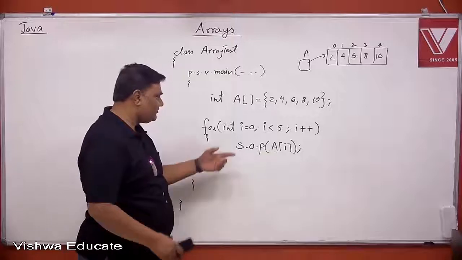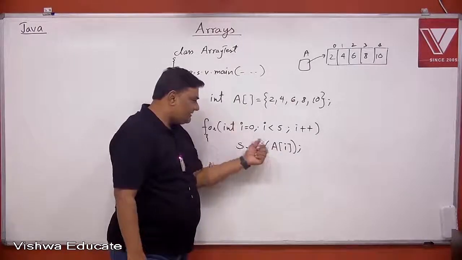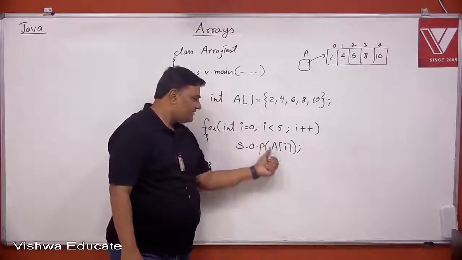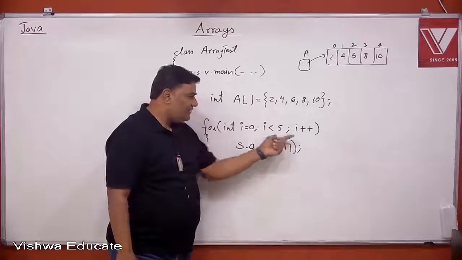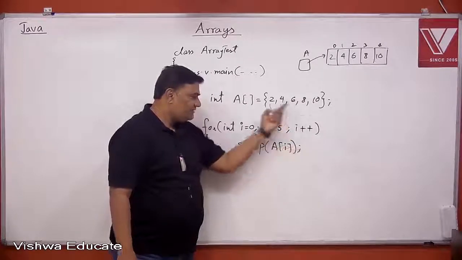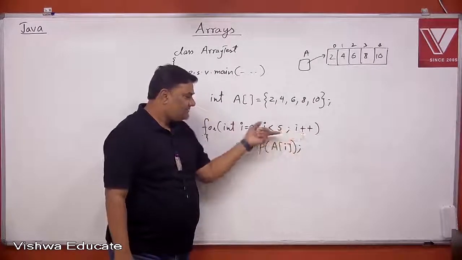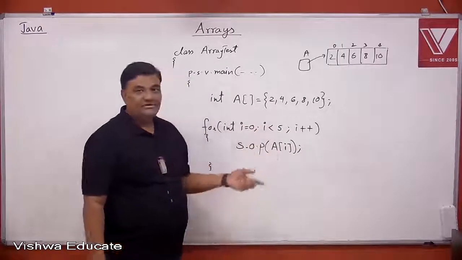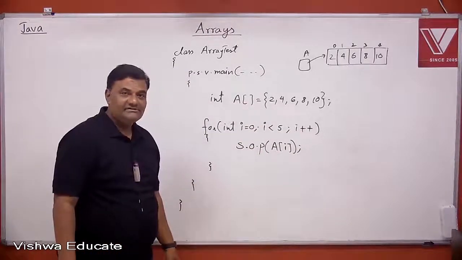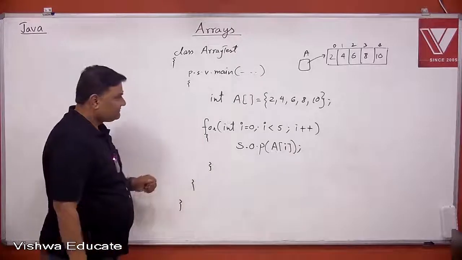System.out.println will print. First time i is 0, so a of 0. Next a of 1, then a of 2, i plus plus, then a of 3, i plus plus, a of 4, i plus plus, i becomes 5, and it will stop. So it will print all those elements. So you can take this program.